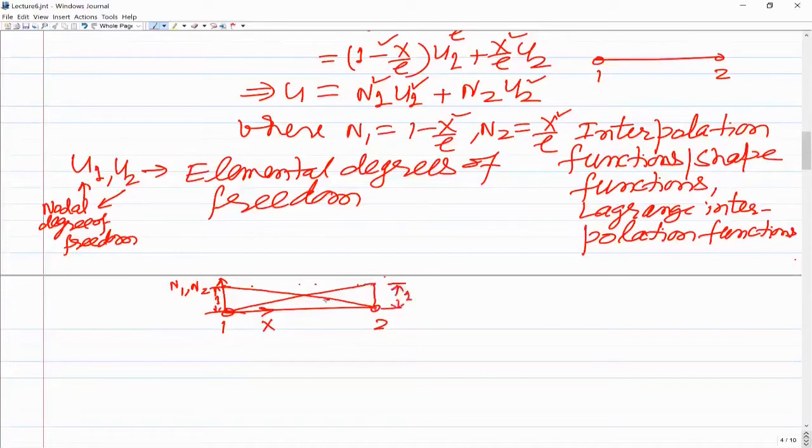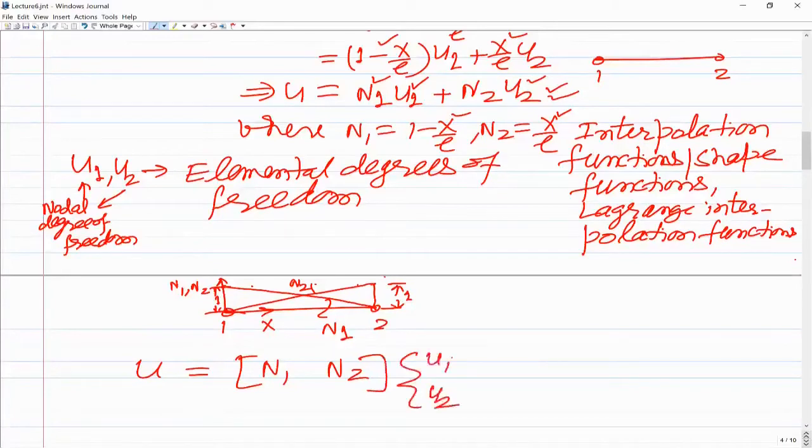So this is the plot of shape function n1, and this is the plot of shape function n2. Now this approximation what we have here, I want to express this in terms of a product of vector and matrix and vector. So I want to write this as n1 n2, and on that side the vector u1 u2.